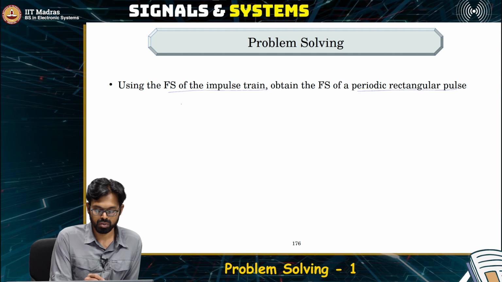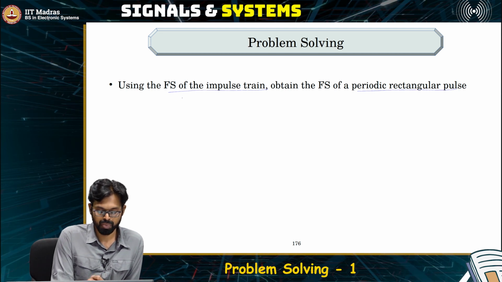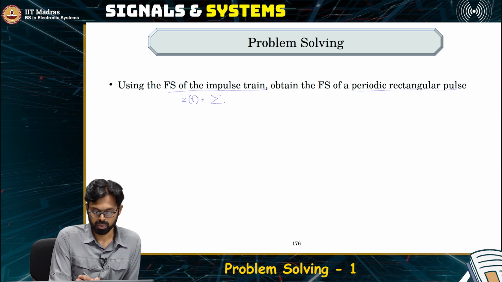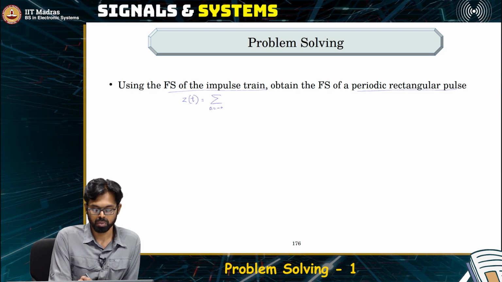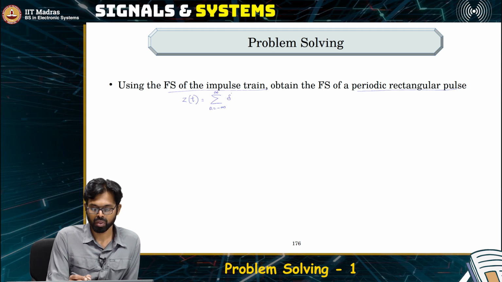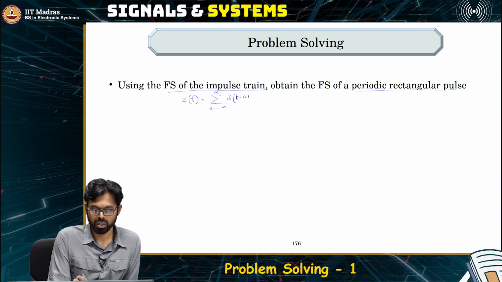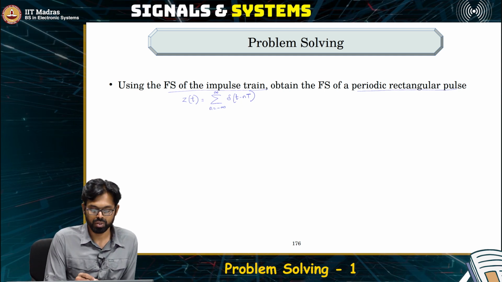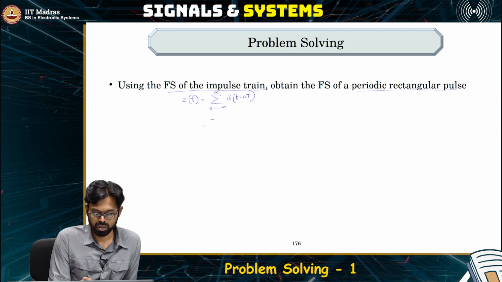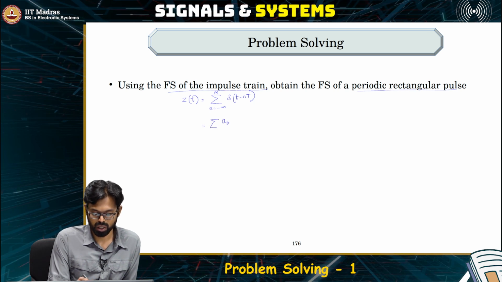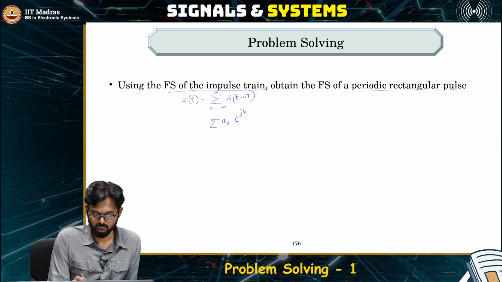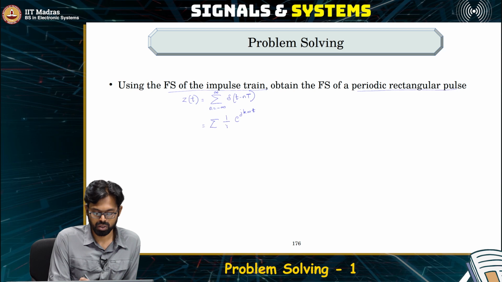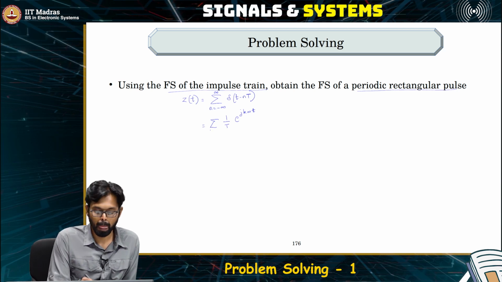So what is the Fourier series of the impulse train? So what is the impulse train first? So let us say the impulse train is some z of t. We represent that as the sum from n equals minus infinity to infinity of delta of t minus nT. So this is our impulse train. Okay. And what is the Fourier series coefficient of the impulse train? This is simply the sum of ak e power j k omega t. And remember, this ak is 1 by T. So this is something which we already saw.